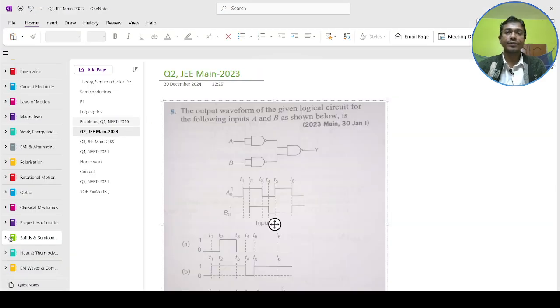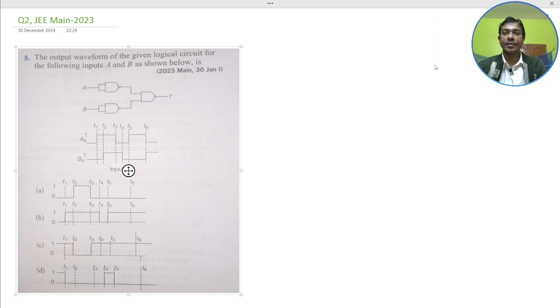Next, JEE Main 2023. The output waveform of a given logical circuit for the following inputs A and B is shown below. This is the output waveform. So what should match the circuit? Here this is an AND, and this is Y1 and this is Y2. So Y is equal to Y1 Y2 bar.